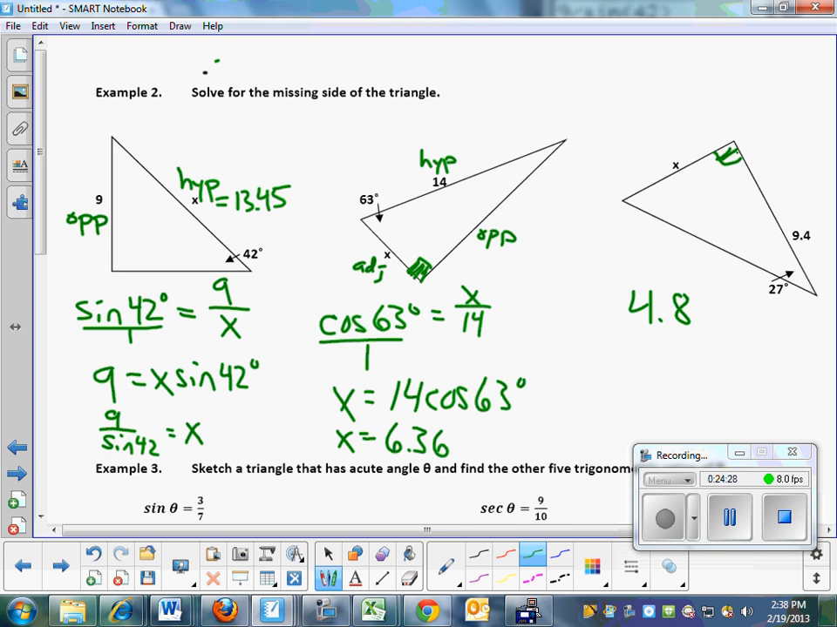This is the 90-degree angle. This is the adjacent side. This is the opposite side. So do we use sine, cosine, or tangent? Tangent involves opposite and adjacent. So we set up tangent of my angle, 27, is equal to the opposite, which is x, divided by 9.4. Cross multiply. X times 1 is x. 9.4 times the tangent 27 is 4.8. Got it? Okay.